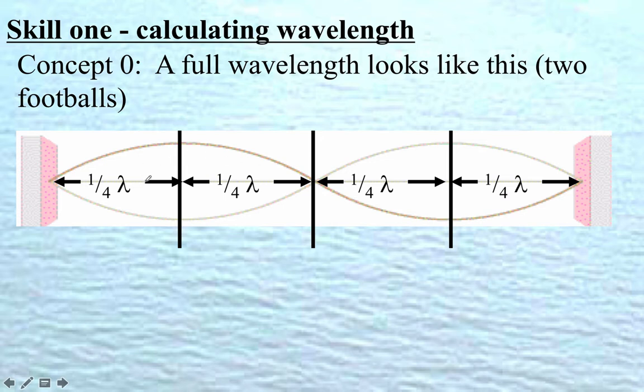So concept 1 is that a quarter wavelength looks like this, or it looks like this. Looks like a water goblet or something like that. So the first thing you've got to be able to do is calculations, and these are really simple calculations. If you can draw the picture, you can do the calculations. The first thing is to be able to count the quarter wavelengths. So let's just look at some of these.